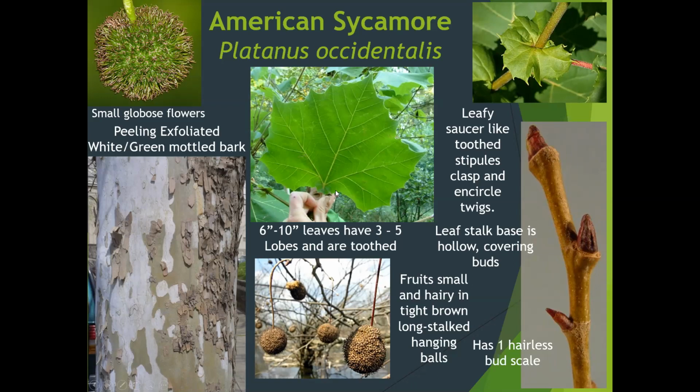They're not wavy, but they are slightly toothed. I think it's undulate, but I'm not sure of the terms. They actually have a very unique thing with their stipule. Their stipules kind of encircle the twigs about where the leaf comes out from, and this is like a saucer around that area. It's where the leaves actually come out.